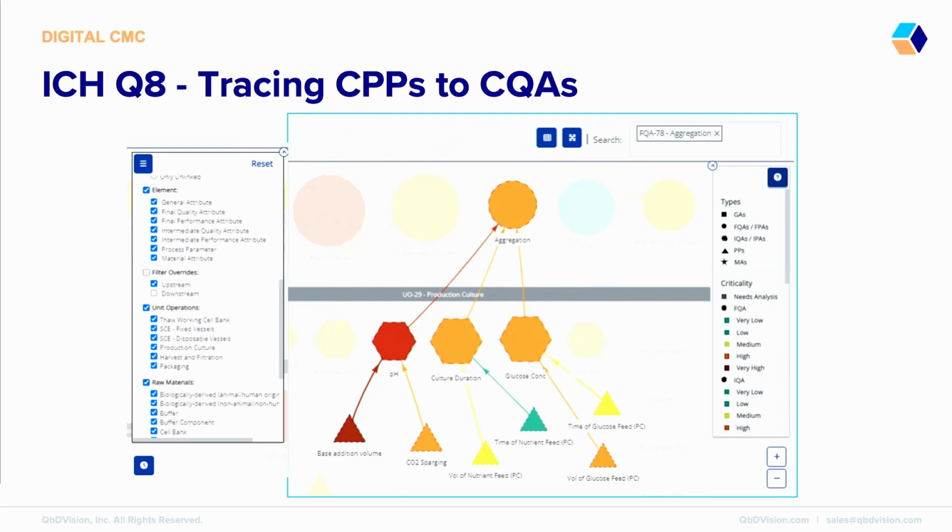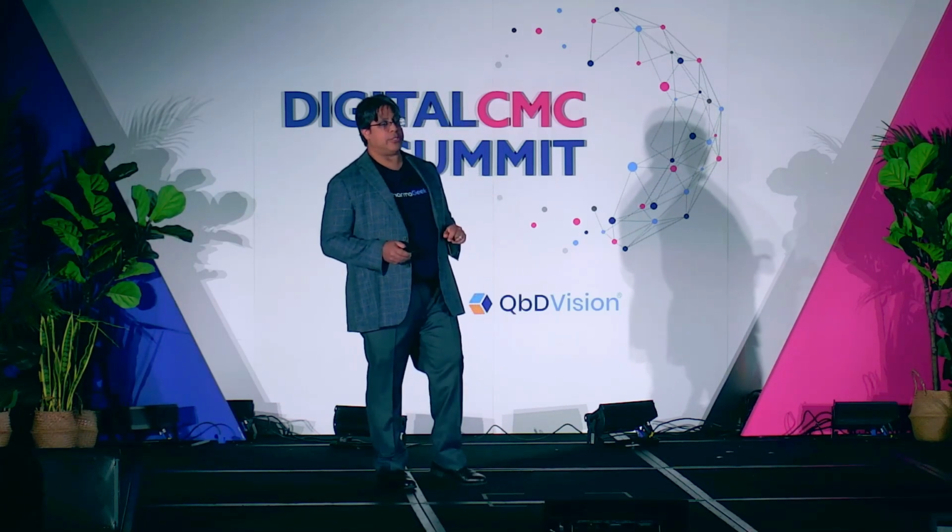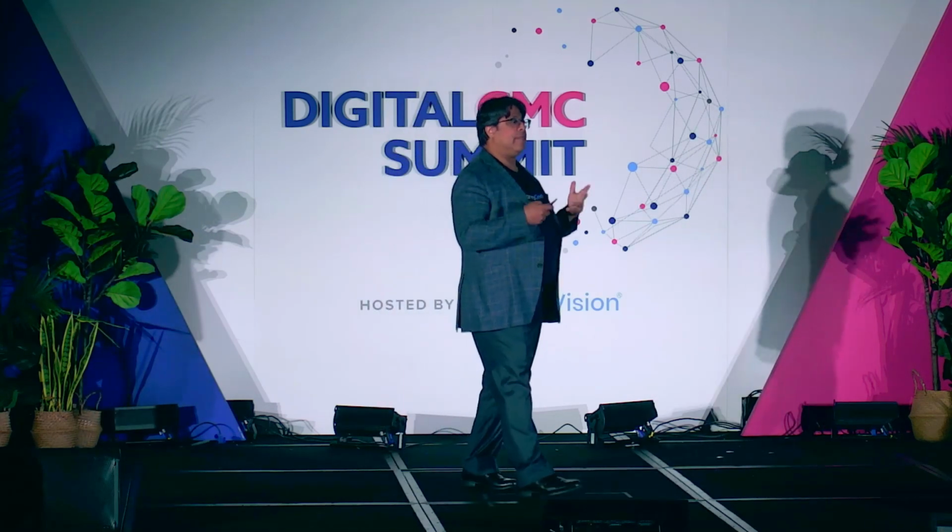Now, we ask people all the time, well, how do you do that right now? You get two answers. A, either they don't, or B, they sit down at some point and manually draw these maps and put them together, right? So neither one is particularly satisfactory, but these kinds of constructs allow you to automate the things that are already defined in the ICH guidelines.